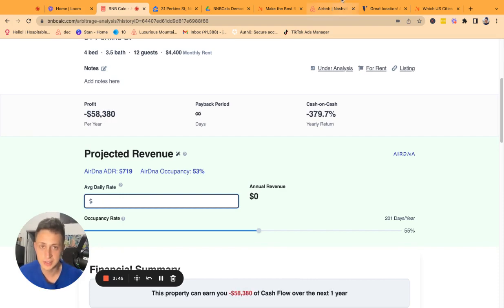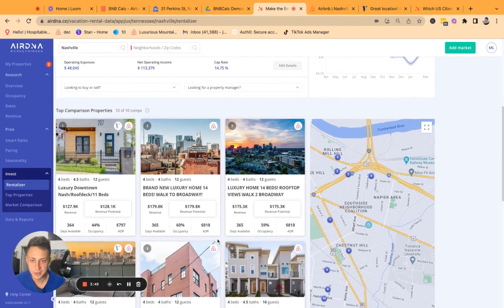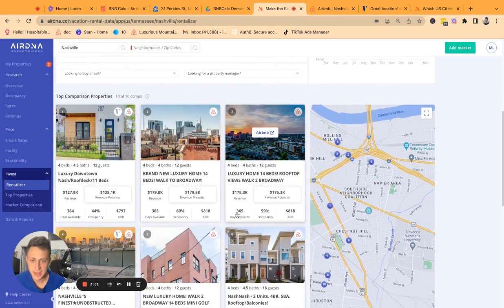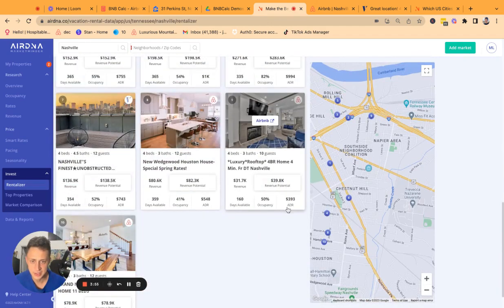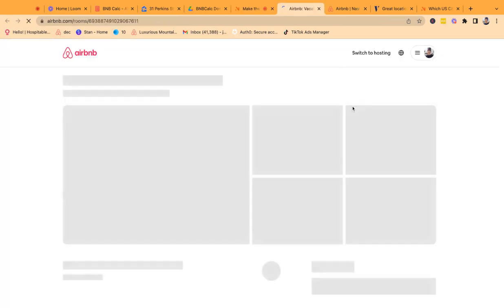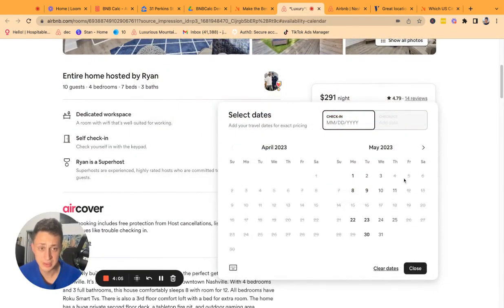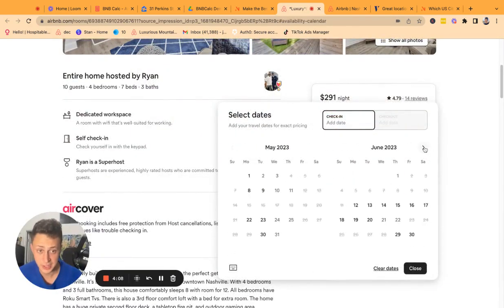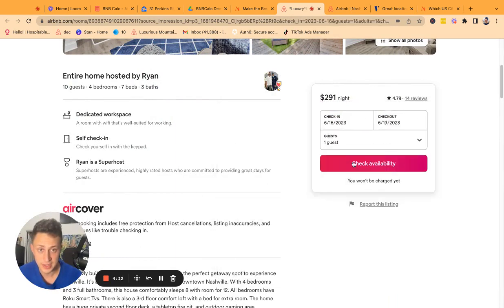Let's just look at these comps here. Again, what are their average daily rates? 800, 790, 755, 900, 393. What are they doing? It looks like they're fully booked up, which is not actually a great indicator. It means their pricing is too low. Are they doing any dynamic pricing?